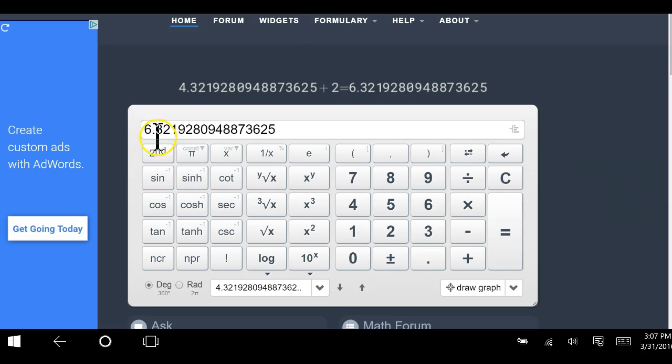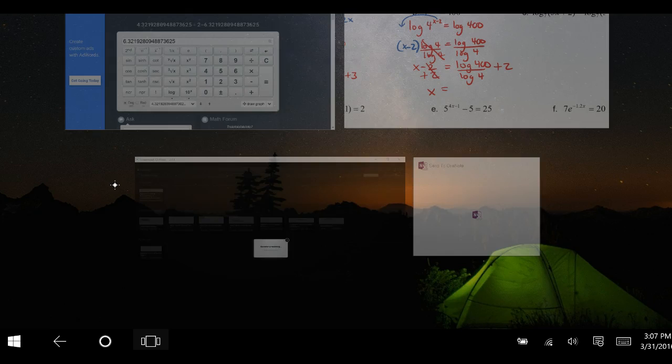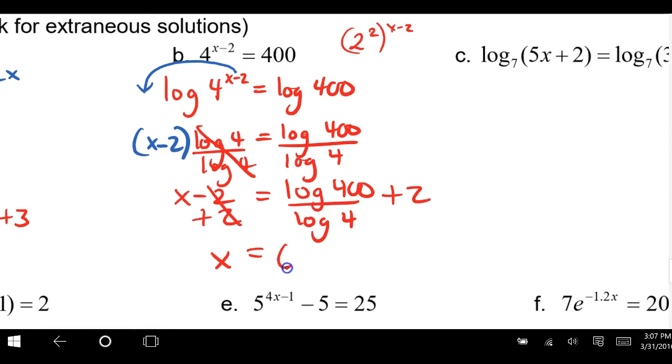Now let's go ahead and round to the nearest ten-thousandth. And ten-thousandth is 4 decimal places after the decimal. So 1, 2, 3, 4 is a 9, and that 2 is not going to change the 9, so it'll just be 6.3219.